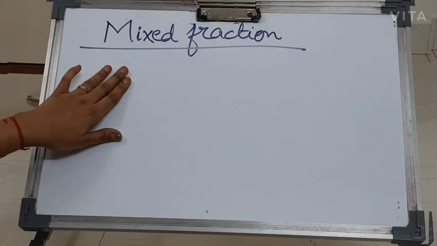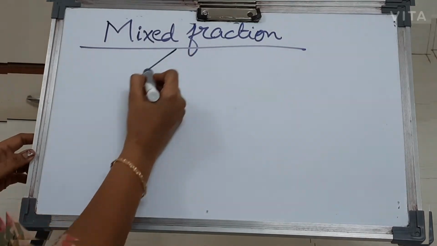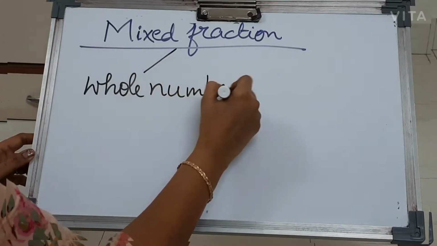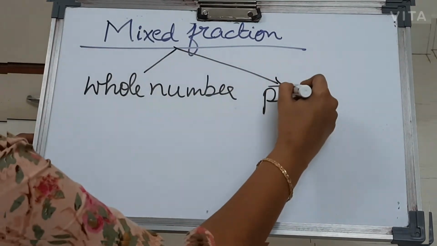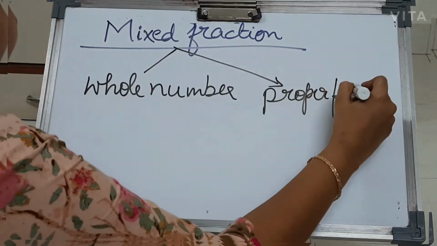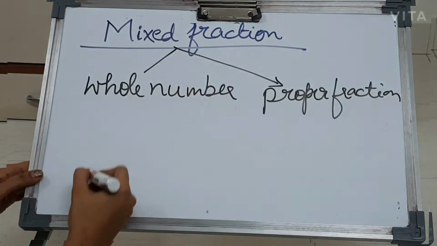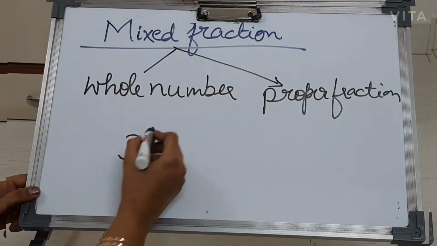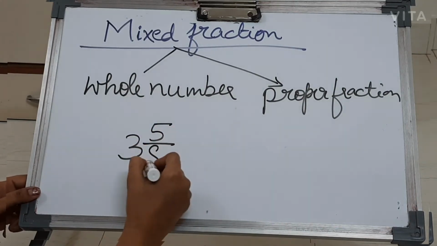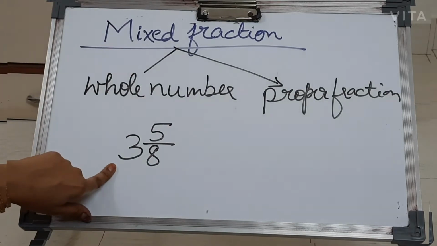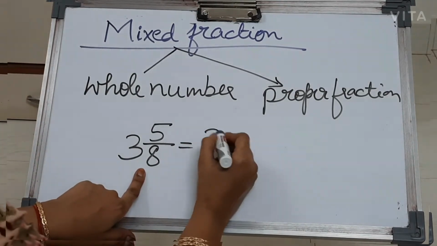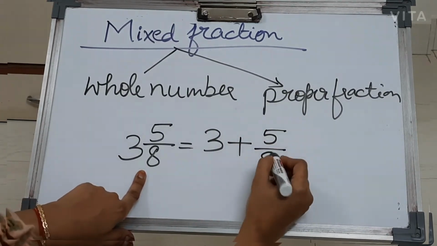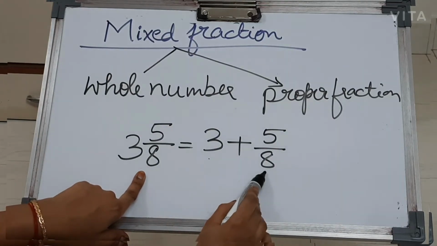Now what is a mixed fraction? As the name suggests, it is a mixture of a whole number, that is a simple number, and a proper fraction. Suppose I take the whole number as 3, and a proper fraction, meaning the numerator is less than the denominator, suppose 5 by 8. So it is a mixture of a whole number and a proper fraction. We can write this as 3 plus 5 by 8. It's a mix of a whole number and a proper fraction.